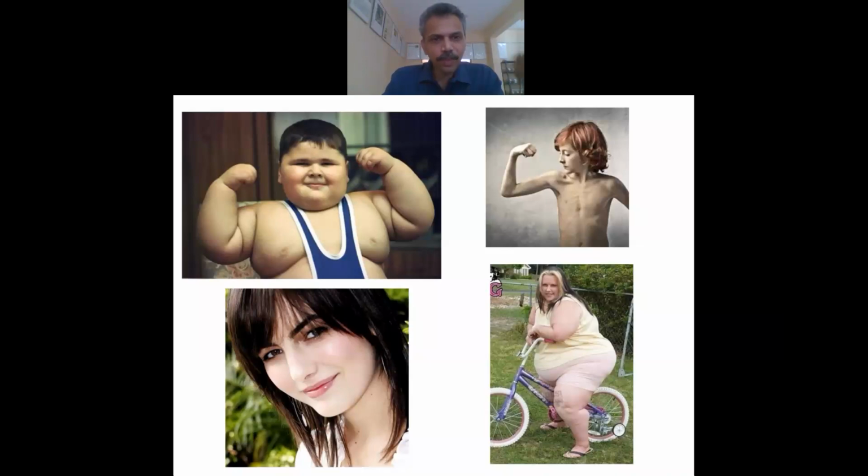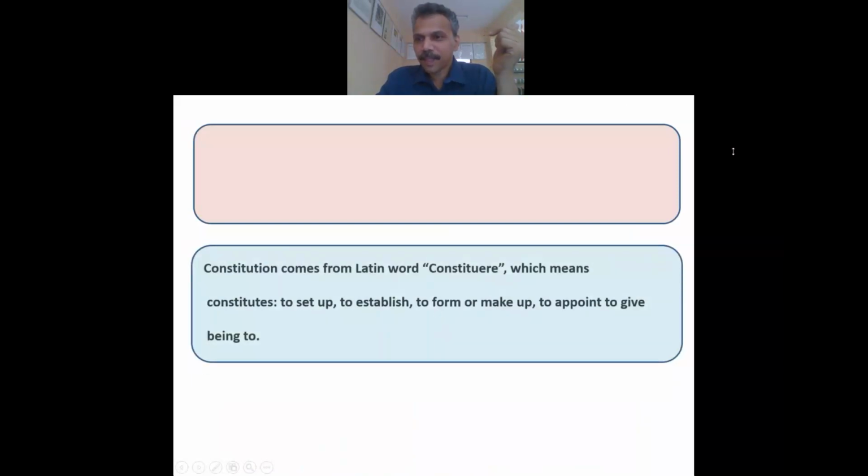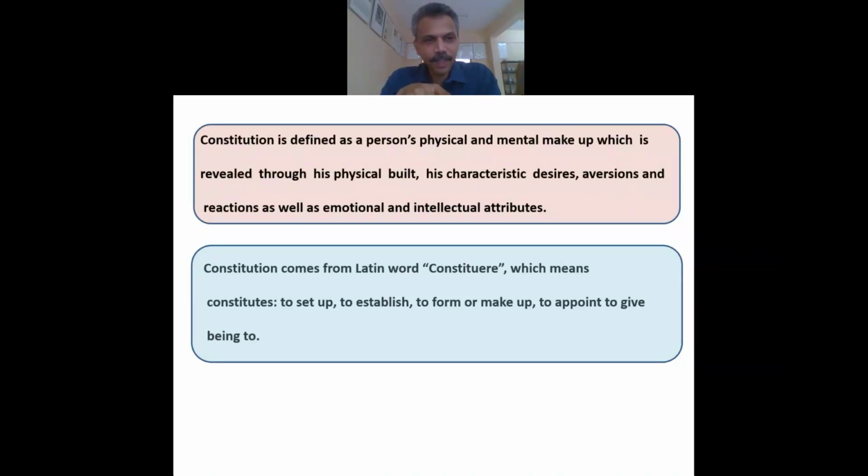Okay. So moving further, we'll see how this word constitution came up, and what exactly is the meaning of the word. See, the majority of words have come either from Latin or from Greek. So this word comes from the Latin constituere, which means to constitute, to set up, to establish, to form, as somebody rightly said, to make up, to appoint, to give, to begin. These are all the different meanings of that single word constitution.